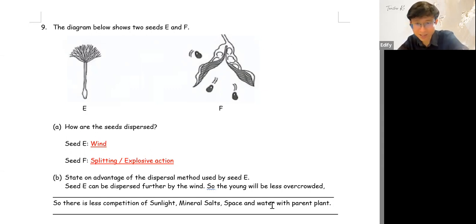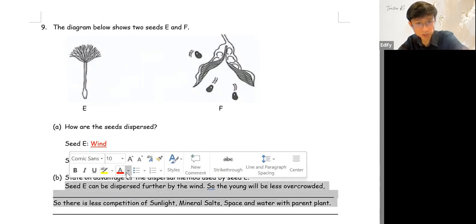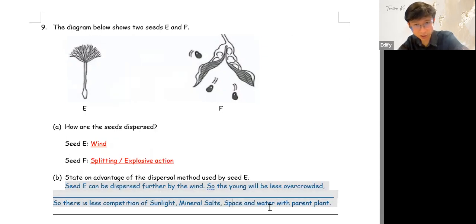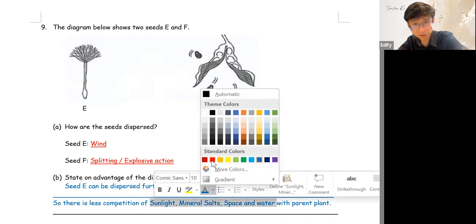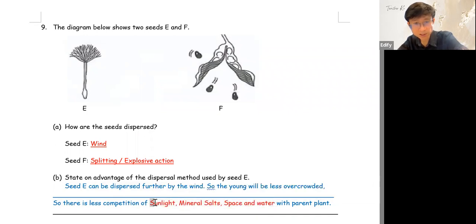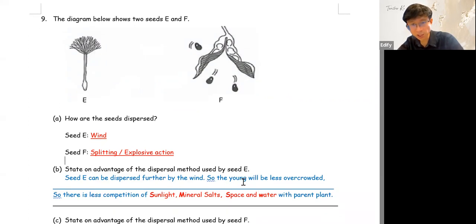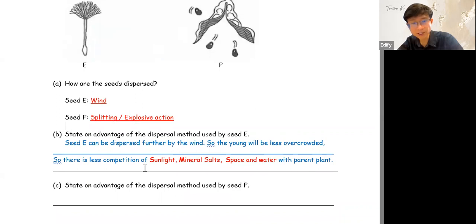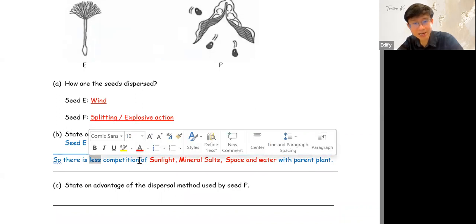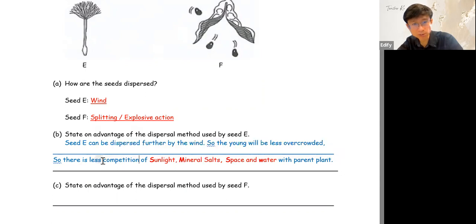Okay, so SMSW. You can also say nutrients. You don't have to say mineral salts, unless your teacher does not allow it. Otherwise, in PSLE, it should be fine to say nutrients instead of mineral salts. One way that we can remember this is SMSW, like Superman, Superwoman. Okay, so take note that there is going to be less competition and not no competition.